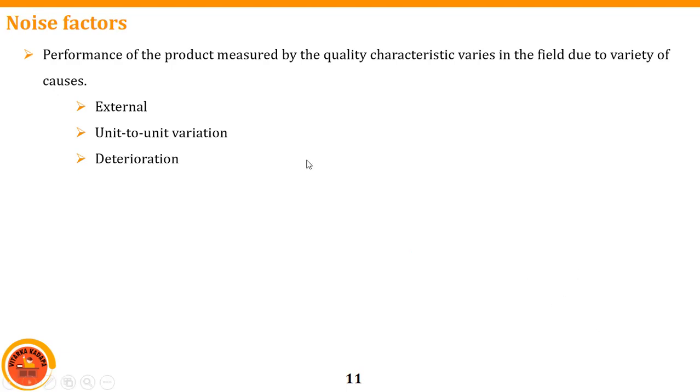Similarly, unit to unit variation. Some may have a 1 HP compressor, some may have a 2 HP compressor, some may have low volume, some may have high volume, like that. And deterioration talks about uncontrollable things like power fluctuations. Sometimes we cannot control them. So these are all the various kinds of noise effects which are going to affect the product.